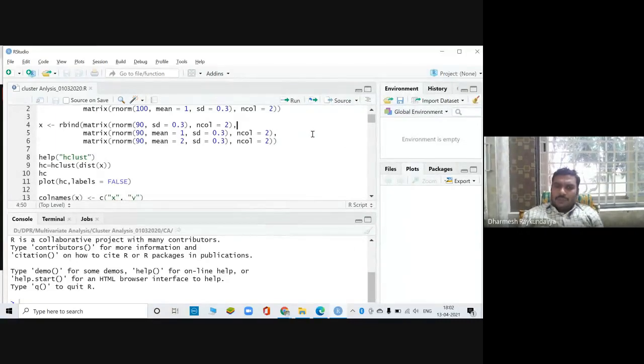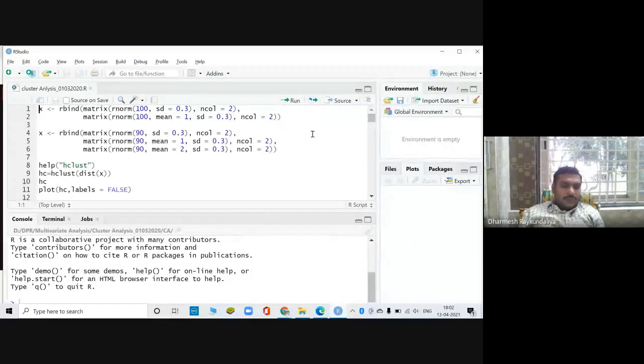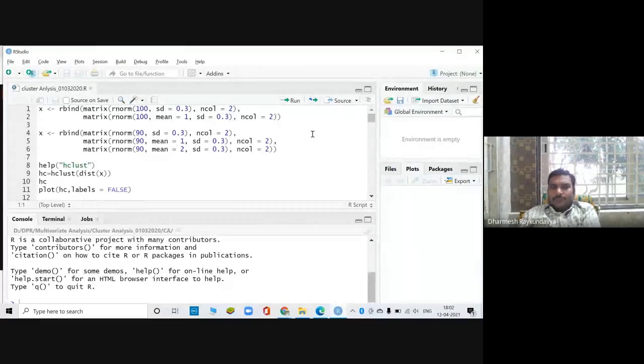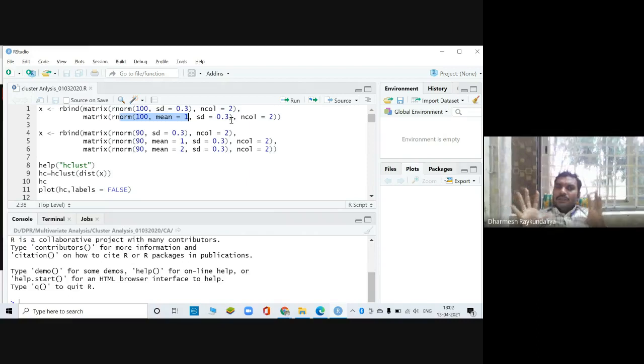I think I am going so fast, but I have already discussed the theory with you, so this is just a quick revision. First I will show you how the dendrogram is helpful. I have drawn 100 random numbers whose mean is 0 and standard deviation is 0.3. Here I have drawn 100 random numbers with mean 1 and standard deviation 0.3. It means that I have generated data from a normal population with mean 0 and standard deviation 0.3, and another population with mean 1 and standard deviation 0.3.